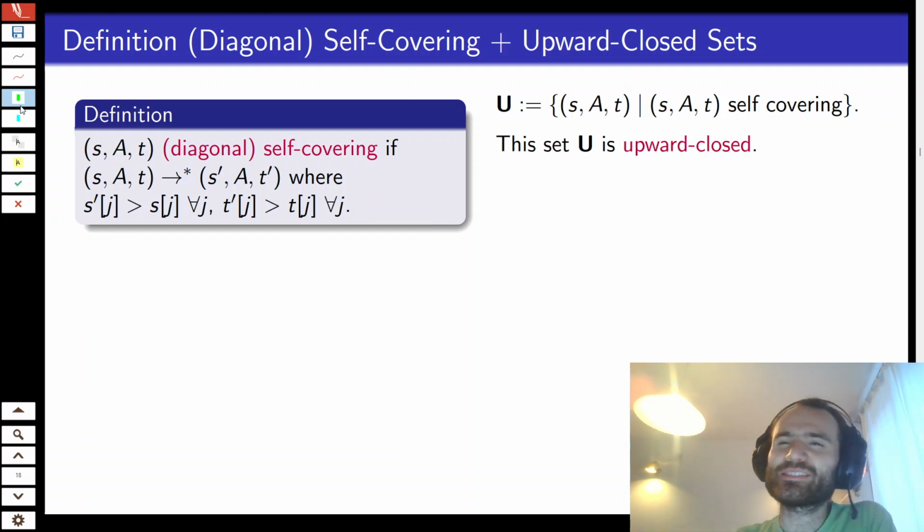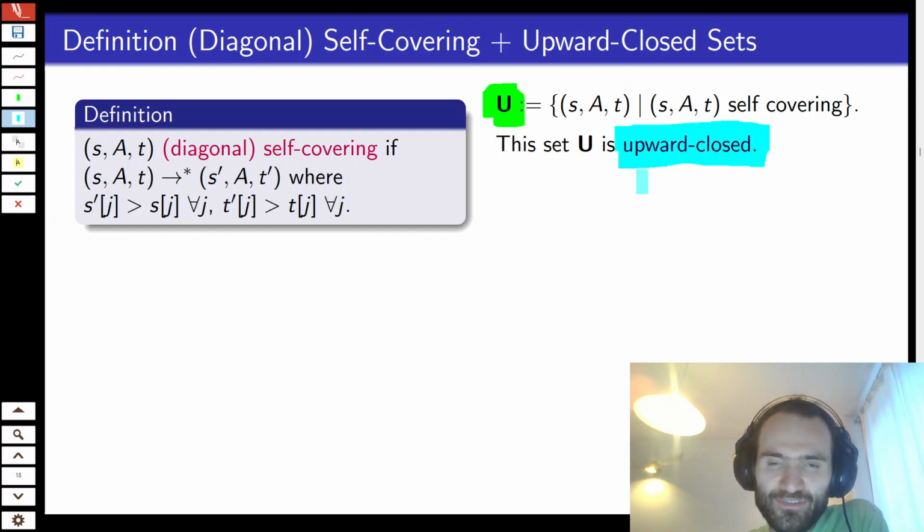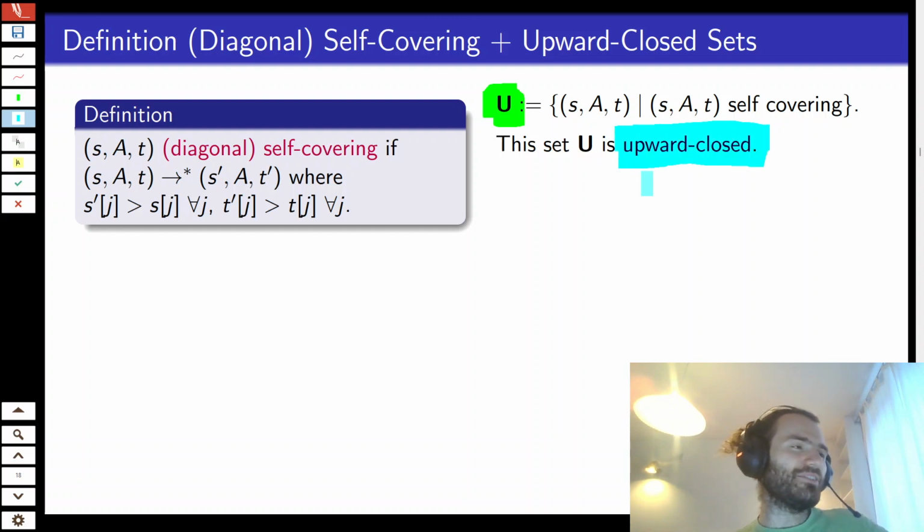So this was self-covering. Now we're defining the set of configurations which are self-covering. Obvious. And we make an observation. This is not a complicated observation, but this set is upward closed. If you have a derivation that pumps you, then this derivation is also enabled at every larger location.